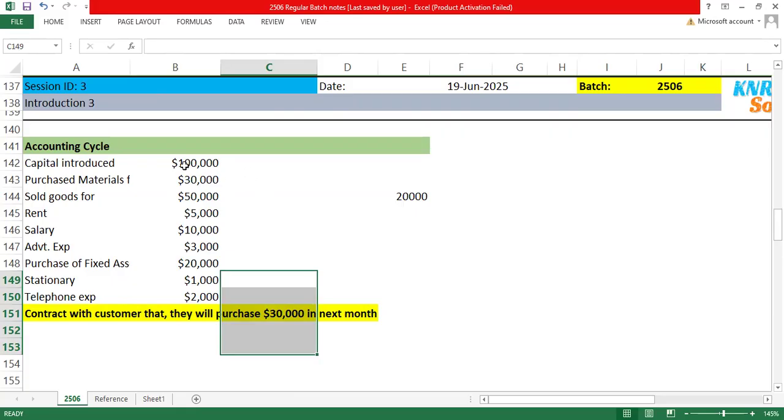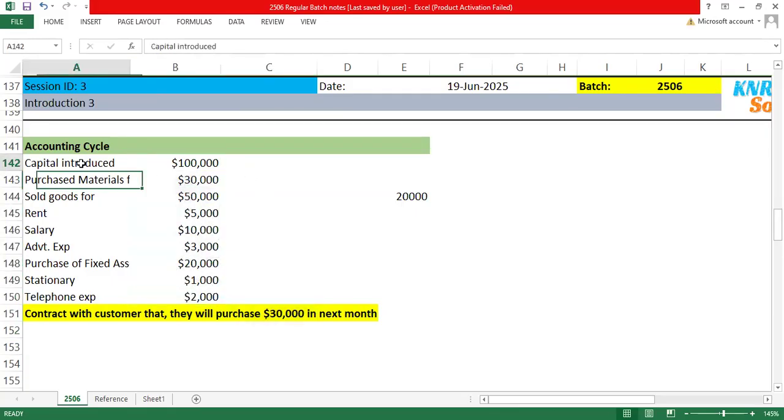For all other transactions, there is evidence. Capital you introduced, there is evidence. Material you purchased, there is evidence. What is the evidence that you purchased? You will have an invoice, and you will have the goods both. You have physical goods and an invoice as confirmation. Sold goods, your goods have reduced and you also receive cash. If it is a credit, you will still receive it later, but for now your goods have reduced.